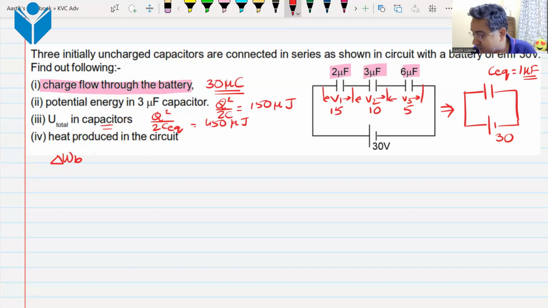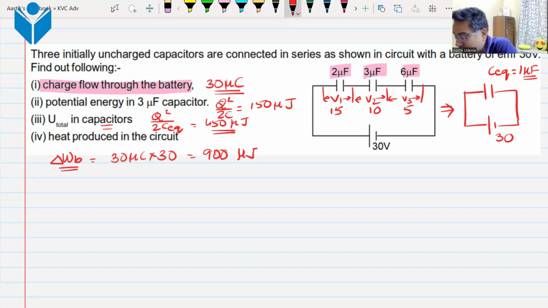What is the heat produced in the circuit? Before doing that, you can find the work done by the battery. Work done by the battery will be 30 microcoulomb multiplied by 30 volt. It will come as 900. Yes or no? Yes, sir. And half of this is stored as energy and half of this goes in the form of heat. Everyone got this answer? Can I move ahead?